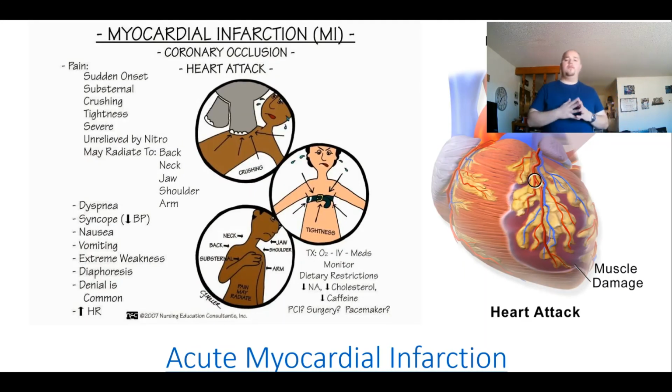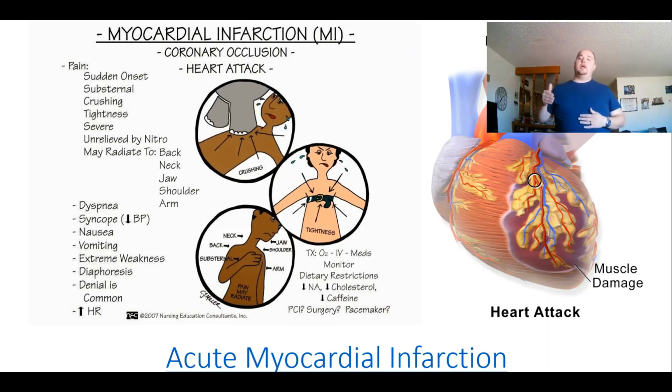Acute myocardial infarction, we've talked about that death of the tissue. People are going to describe it as that sudden onset of chest pain. It's radiating to their back, neck, jaw. They're having a crushing tightness. Feels like someone's sitting on their chest. They might be nauseous. They might be vomiting. They may have extreme weakness. It's going to cause damage to the muscle.